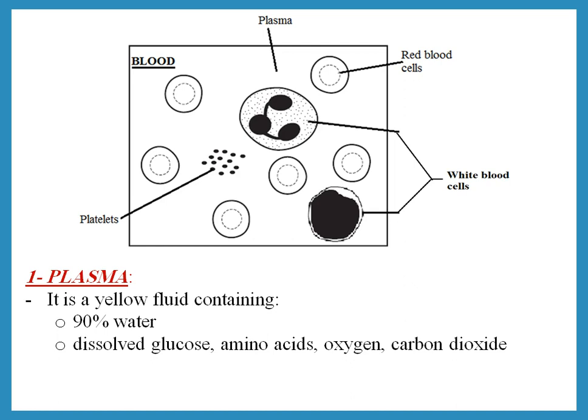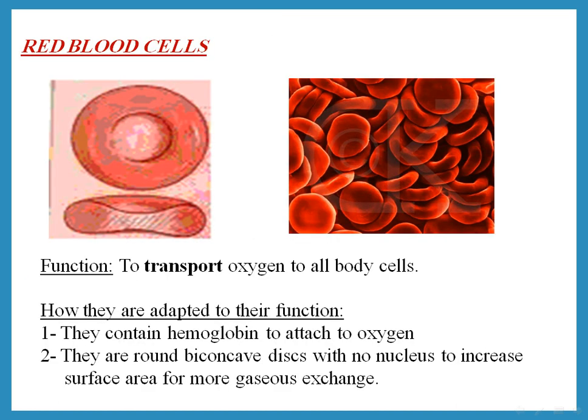So if he says which part of the blood transports glucose, it is the plasma, because the glucose will be dissolved in that liquid. Now, we also have red blood cells, and you should remember that red blood cells transport oxygen to all body cells. Now, how are they adapted to this function? You should remember how red blood cells transport oxygen. They have hemoglobin that attaches to oxygen. So in their cytoplasm, there is a substance called hemoglobin that attaches to oxygen. And when it goes to the cells, it releases the oxygen to the cells.